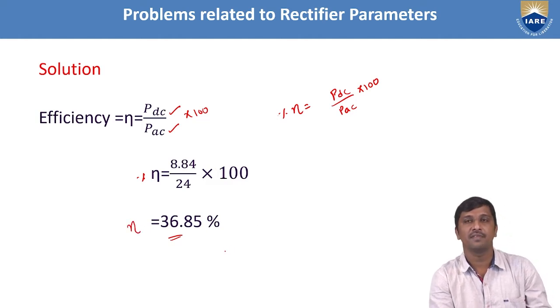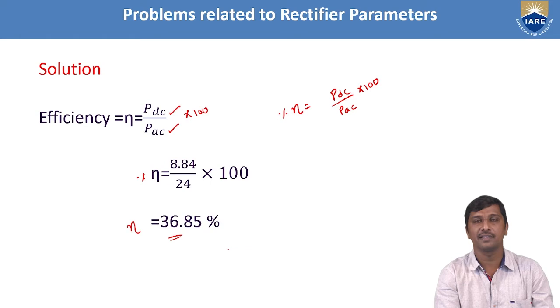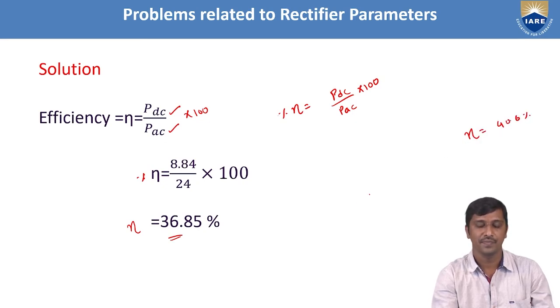But again, you need to cross verify that one. In a half-wave rectifier, theoretically, the efficiency is 40.6%. We need to verify that practically the value should be within the limits of the theoretical value. So here, with respect to the given parameters, we got an efficiency of 36.85%, but theoretically it relates to 40.6%.